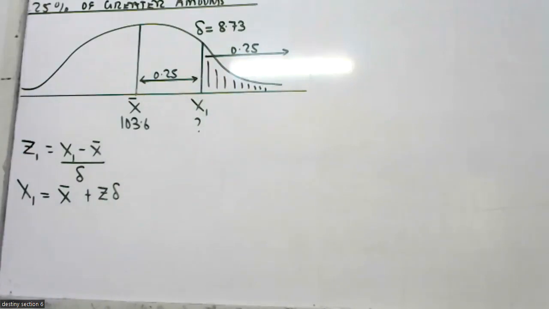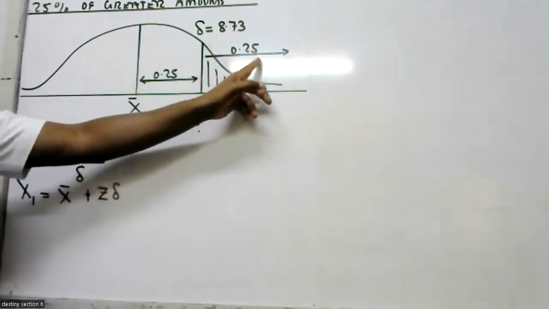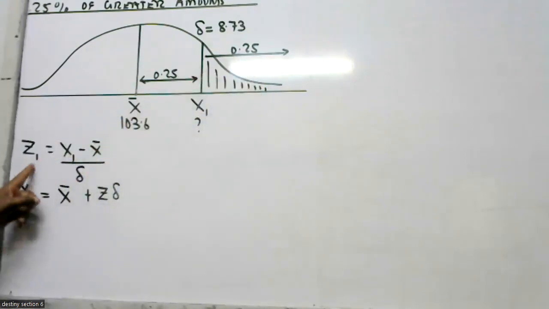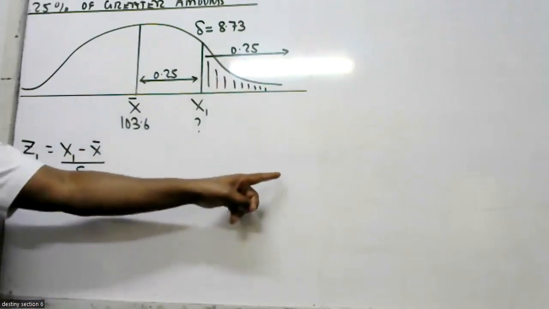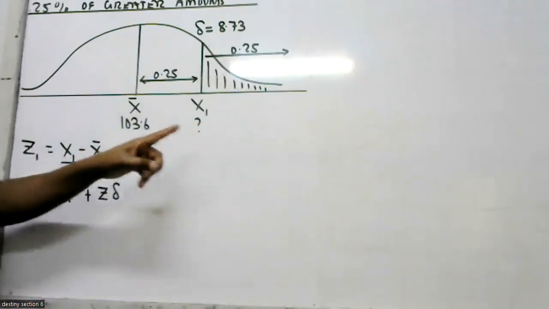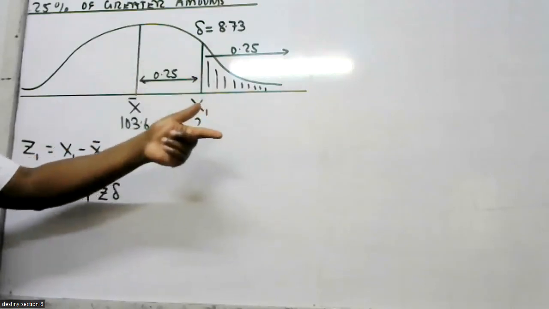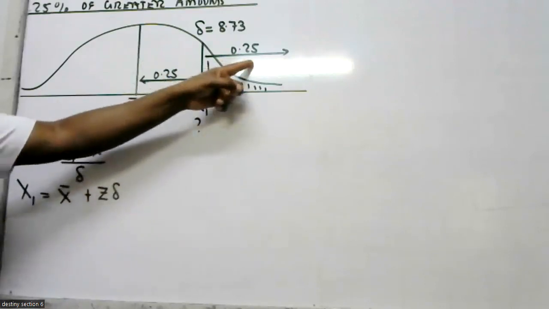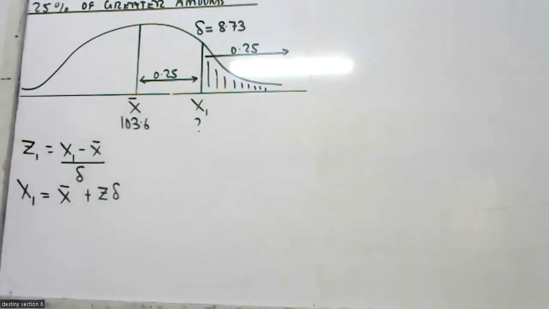Is that okay? I'm saying what we did for us to know that this probability here is greater than 0.25, we computed the value of Z. When we got it, we went to the tables. What we got from the tables was the probability from here to here. So that probability we subtracted from 0.5, so that we got this. So what we subtracted from 0.5 is this.